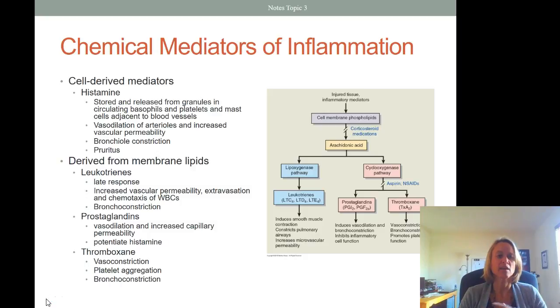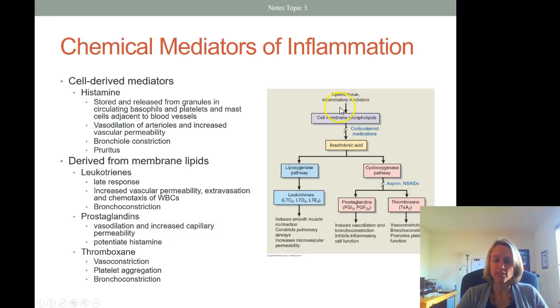And histamine is going to cause vasodilation of arterioles, and that's going to lead to that increased blood flow. It's also going to lead to increased vascular permeability, which is going to allow exudate to leak out. Histamine, though, can also cause bronchoconstriction in the lungs and pruritus or itching. Those are cell-derived. And then there are some that can be produced from membrane lipids.